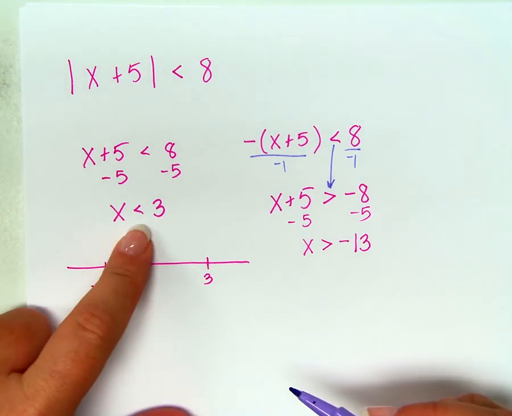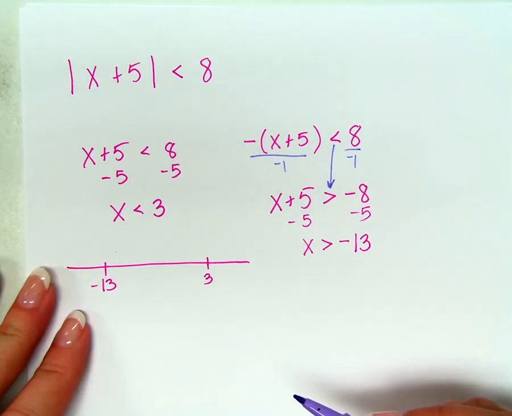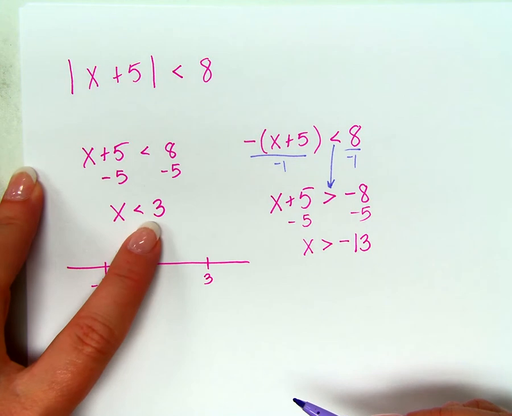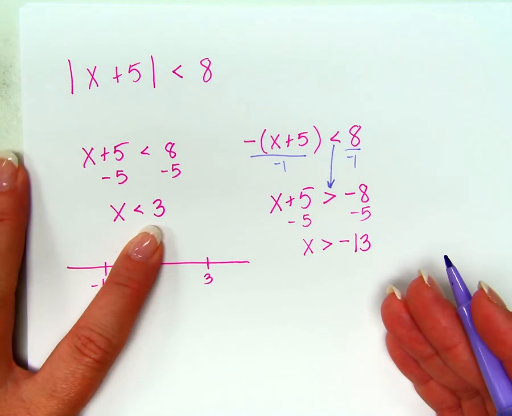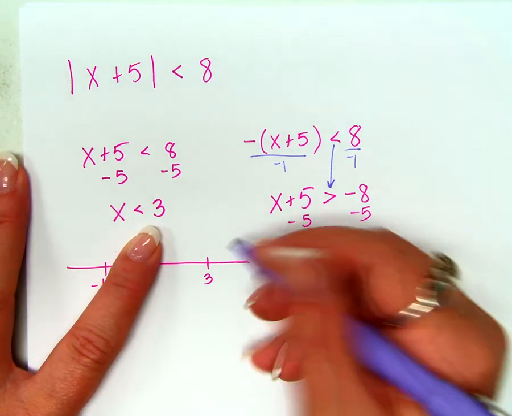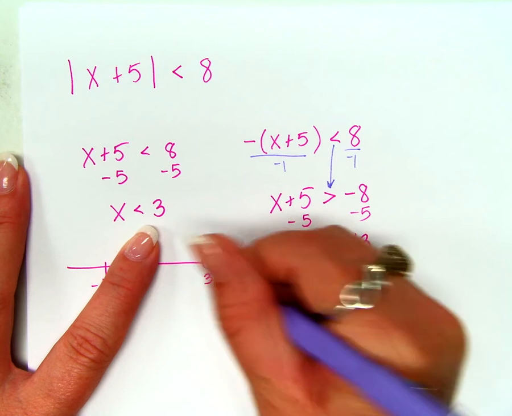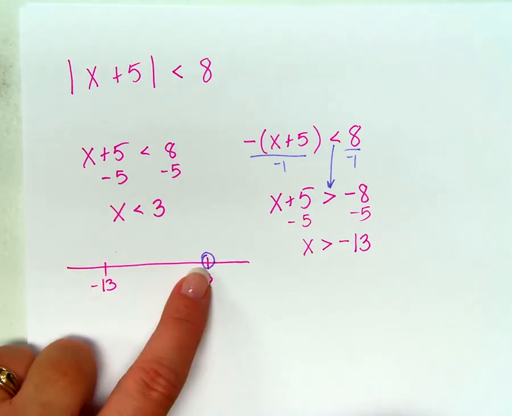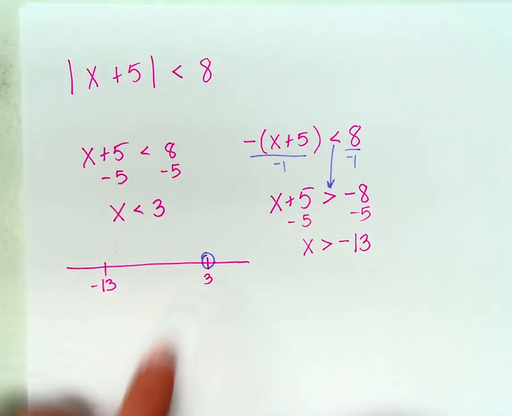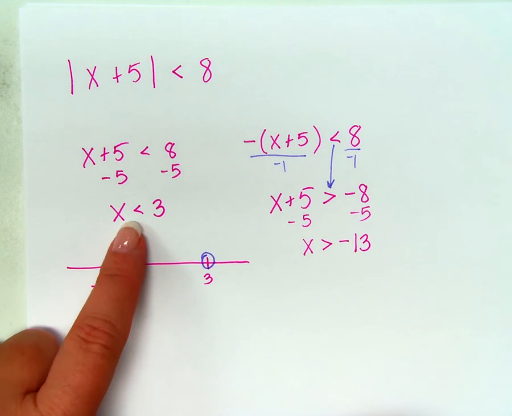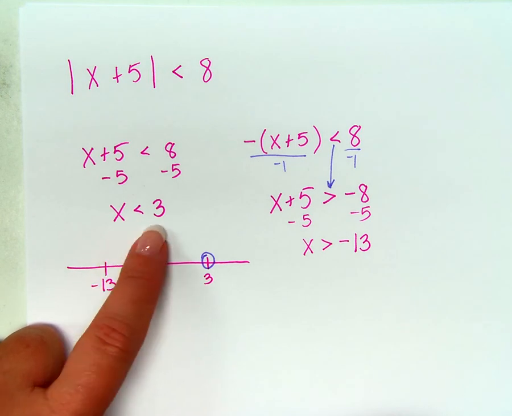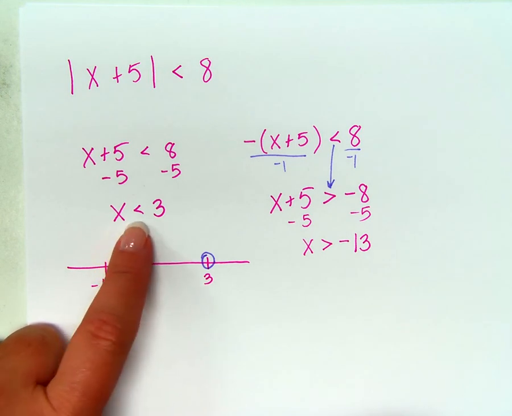X is less than 3. Is it part of 3? Is 3 part of the answer? I mean, it's not, is it? So I'm at 3, but I put an open circle around 3 because it's as close as we can get to 3, but not 3, right? And which way would I shade? Do you see that shading has to go on here? Because it's everything less than 3.